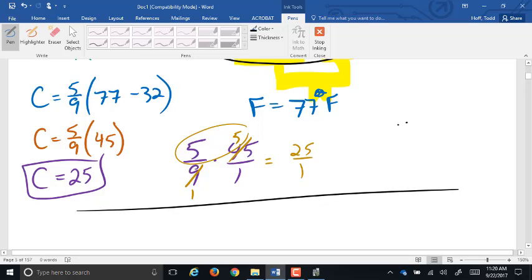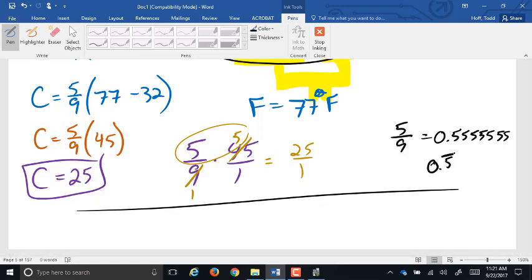Well, the problem with that is 5 ninths. It's 0.555555. Oh, it's 0.5 repeating. If you're familiar with that notation, little bar, that means repeating. So to turn it into a decimal, it doesn't work as well. You're going to end up with round off error on it. So it depends on how precise you want to be with your calculation.